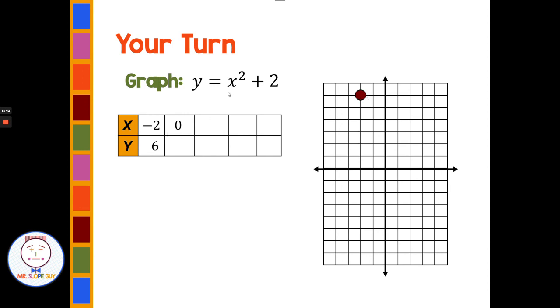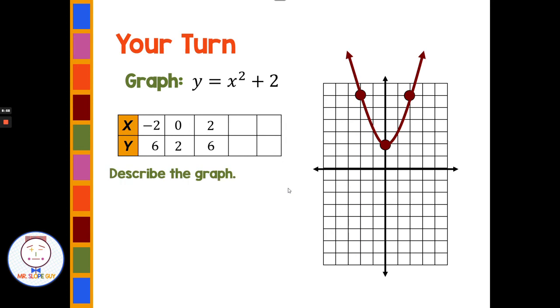Then I could do 0. 0 squared is 0, plus 2 is 2, so I get 0, 2. Then why not 2? 2 squared is 4, plus 2 is 6. That gives me a point at 2, 6. And I can see my parabola facing upward.